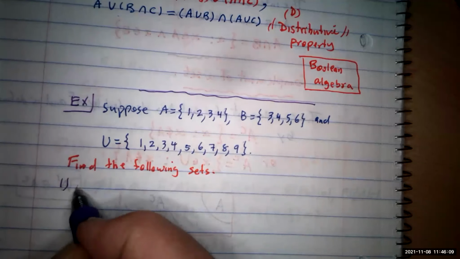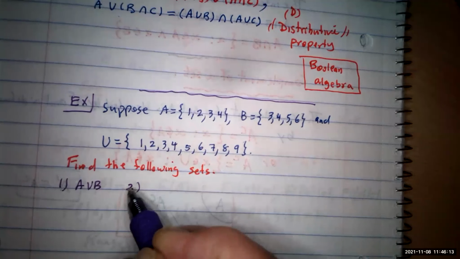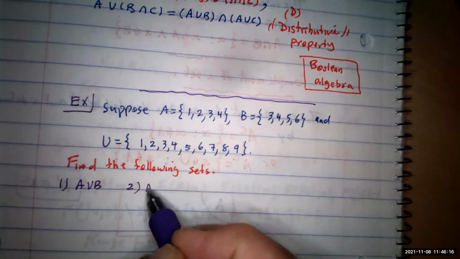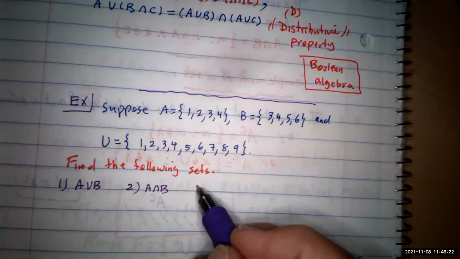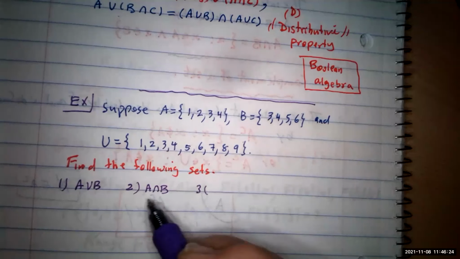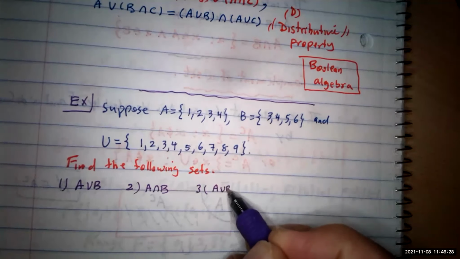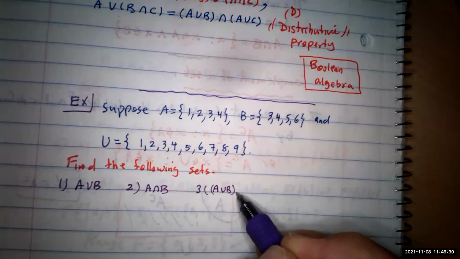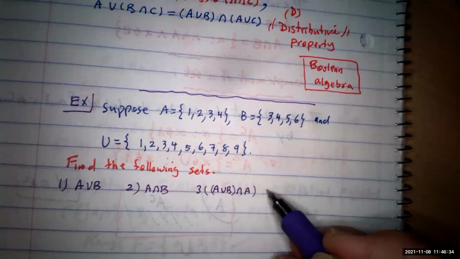Number one, I want to find A union B. Number two, we want to find A intersect B. And number three, we want to find A union B intersects A.